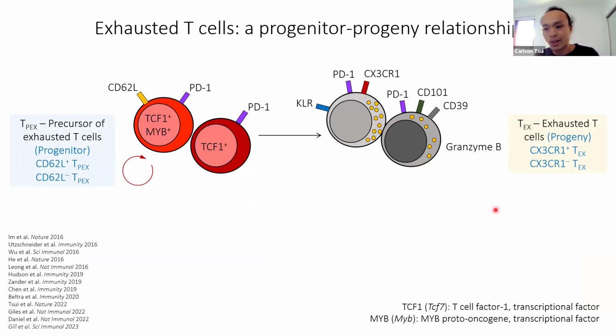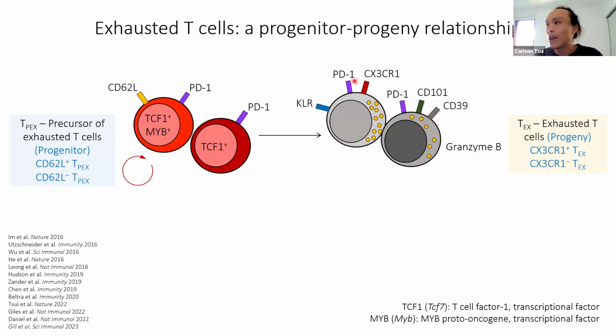So we now know that exhausted T cells are heterogeneous. There are different types of exhausted T cells, and they can be broadly categorized into two major subsets. On the left here, we have what we call precursors of exhausted T cells, which act as a progenitor. They express the transcription factor TCF1, and they have the ability to undergo self-renewal proliferation, as well as give rise to the cells on the right here, which are the effector exhausted T cells, which are considered the progenies.